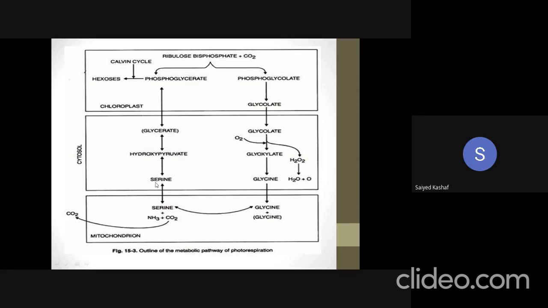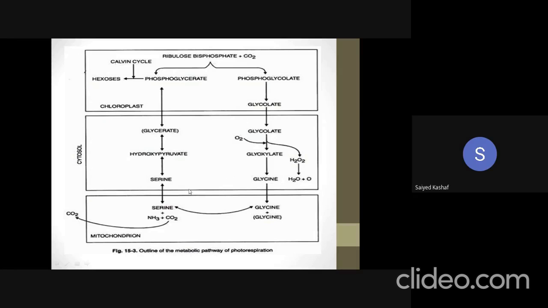But what happened, this serine is again converted into hydroxypyruvate by a series of enzymes, and this hydroxypyruvate is again converted into glycerate, which is a 3 carbon containing compound. So this glycerate again diffuses from the cytosol to the chloroplast and forms phosphoglycerate by the addition of ATP, which is a 3 carbon compound which we have again regained by this diffusion mechanism in photorespiration.